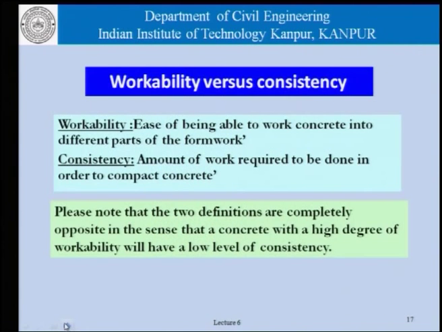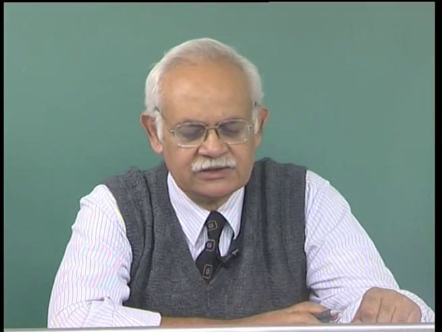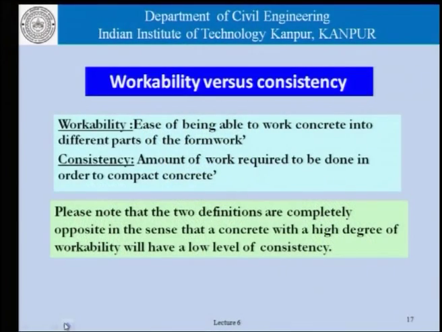Now, coming to the workability part of it, what is workability? We often see in literature the terms workability and consistency, and if we look at the definitions which may be available in different texts, workability is defined as the ease of being able to work concrete into different parts of a formwork. Consistency, on the other hand, is sometimes defined as the amount of work required to be done in order to compact the concrete.